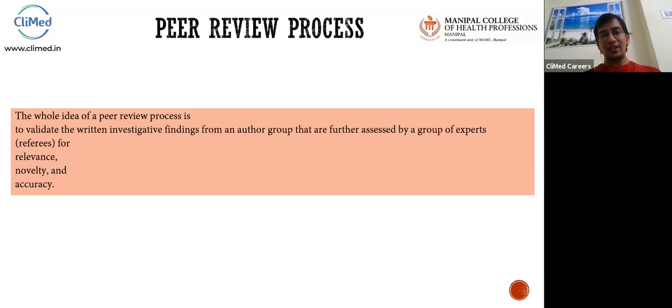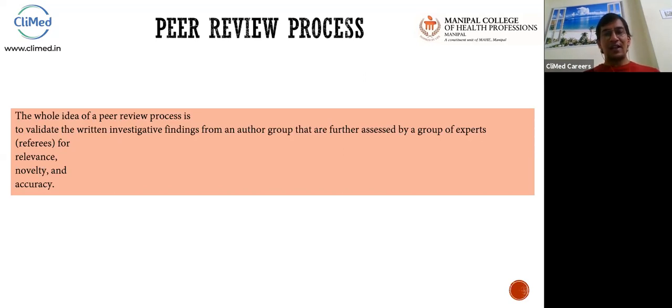In relevance, novelty and accuracy, they check your manuscript's methodology if it is correct, the statistics, and the scientific language. If it is a very good journal, they actually do not look at the grammar or language. They will tell you that the article should go through the best grammatical corrections, but they will not reject you on the basis of your grammatical mistakes.